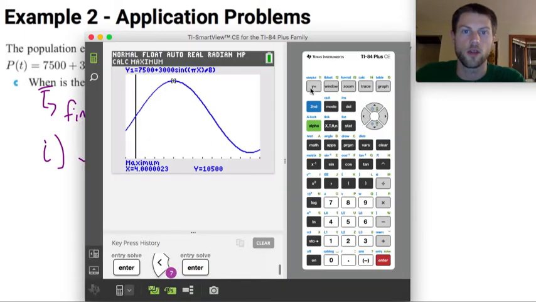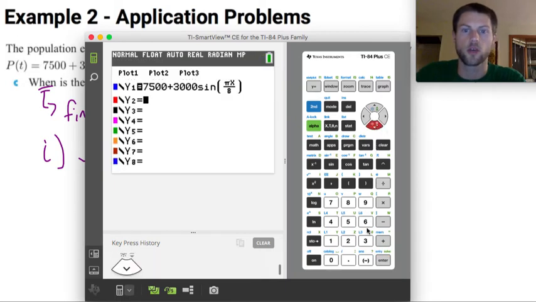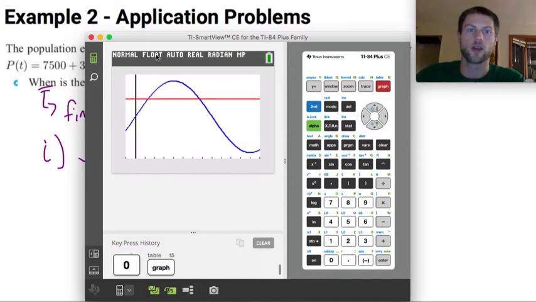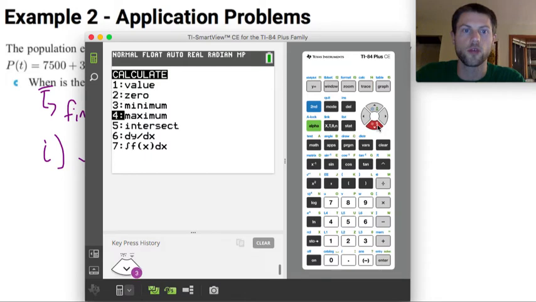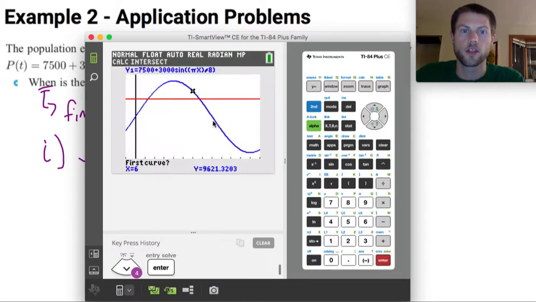What I'm going to do then is go back to y equals, make a second equation with y equals 9,000, graph it, and now I can see two places where that actually happens. So I'm going to calculate what those intersections are. Again, we go to second, then calc, scroll down to intersect. It's going to ask for the first curve, which is just a fancy way of saying what's the first graph that you want to find an intersection for. It's going to be this blue sinusoid, and then the second curve is my horizontal line.